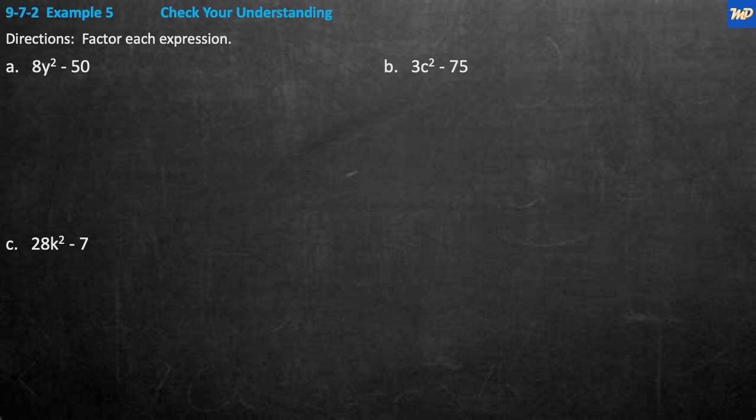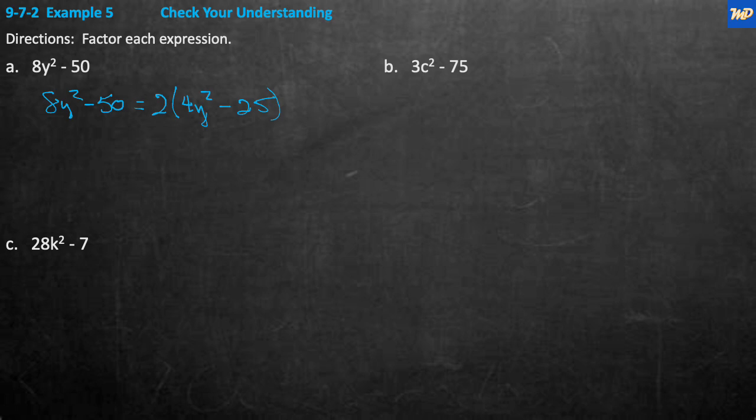So let's look. The first thing we're going to do is ask what can we factor out of 8 and 50? Does 8 come out of 50? No. 2 comes out of 50, which gives us a 25. I think that's all we can get out. So I'm going to rewrite this as 8y squared minus 50, and factor out a 2, because I can't get a 4 out of here. So it's 2 times 4y squared minus 25.